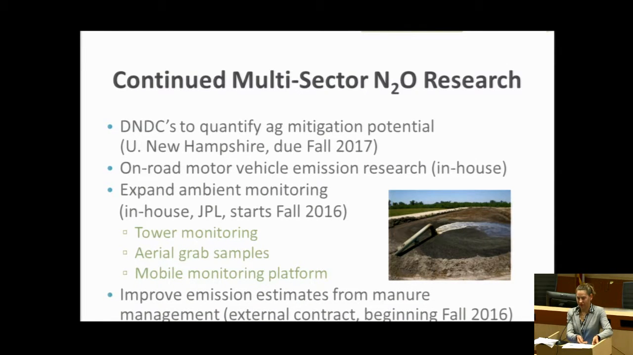And I just wanted to talk about the ongoing and new research under the N2O research program. So we have a project using DNDC to quantify ag mitigation strategies, and that will be finishing up in the fall of 2017. The on-road motor vehicle emission research that I mentioned is also ongoing. We'll finish up next year. And also I mentioned the ambient monitoring that we're doing at JPL, and they're starting flights, I believe, in the fall. And we will complement that with our mobile monitoring platform sampling. And then in the fall, a project will begin to improve the emission estimates from manure management.